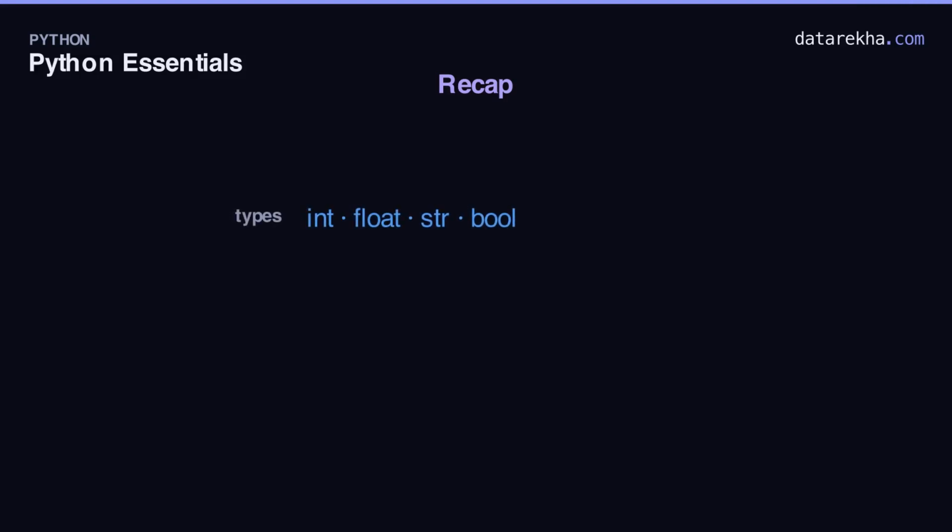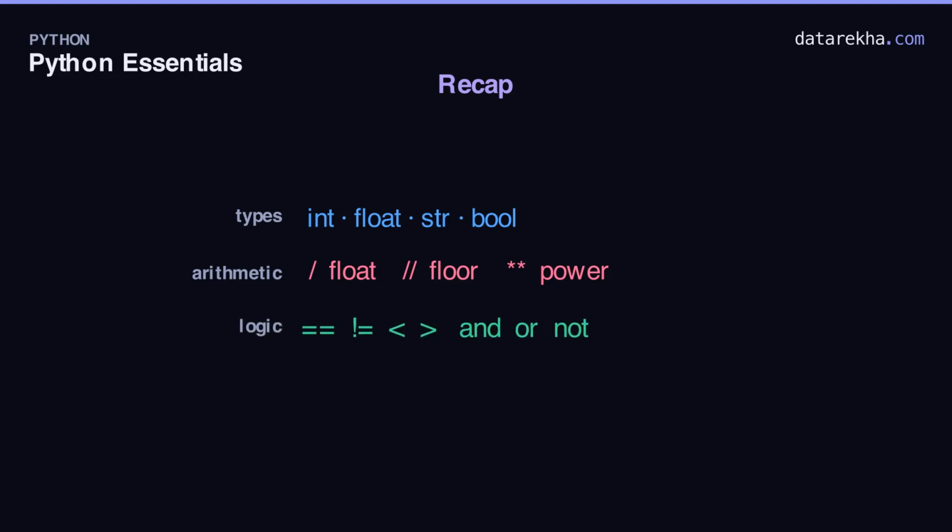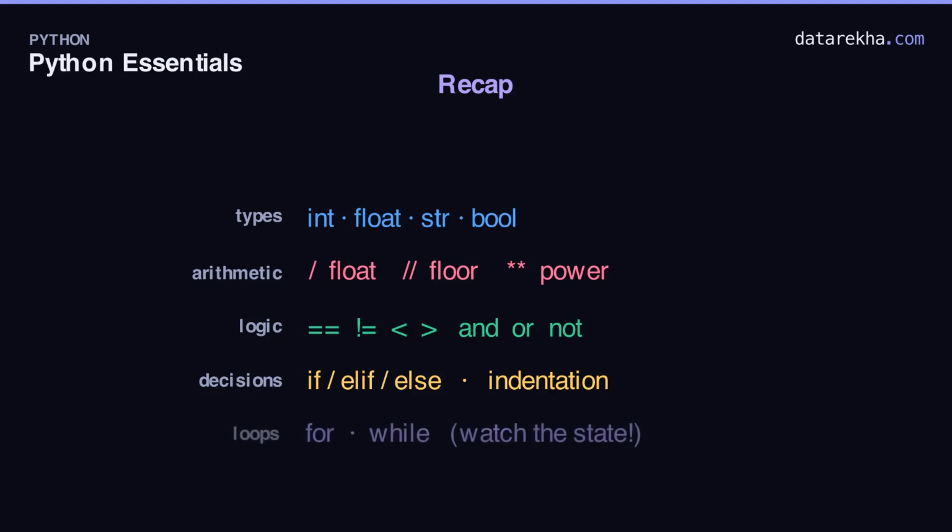Let's gather it all. 4 types run everything: int, float, string, and boolean. Arithmetic's sharp edge. Slash gives a float, double slash floors, double star is power. You ask questions with comparisons and join them with and, or, and not. Decisions use if, elif, else, and indentation marks each block. And loops do the heavy lifting. For when you know the count, while when you have a condition.